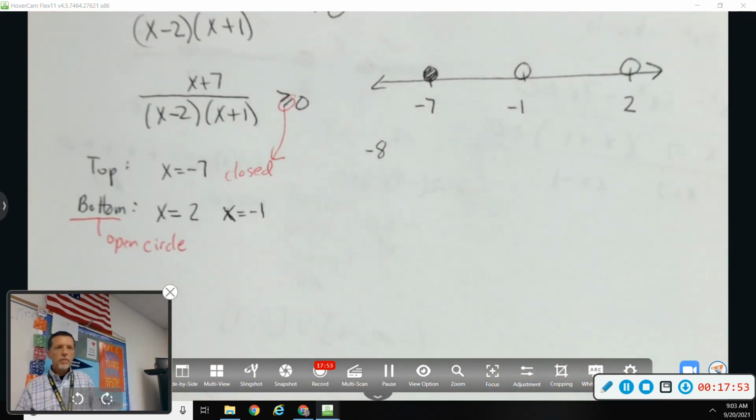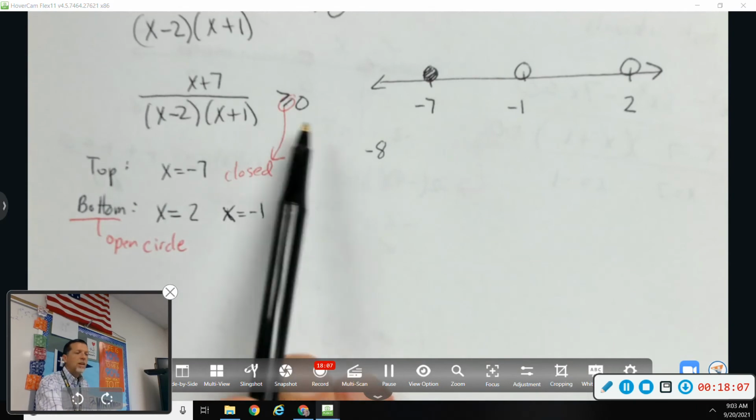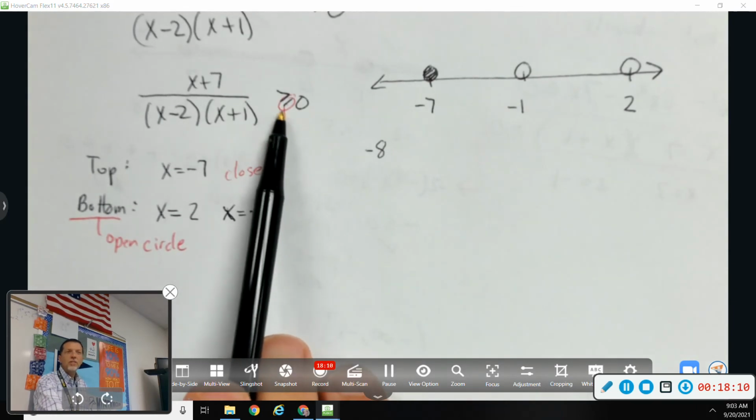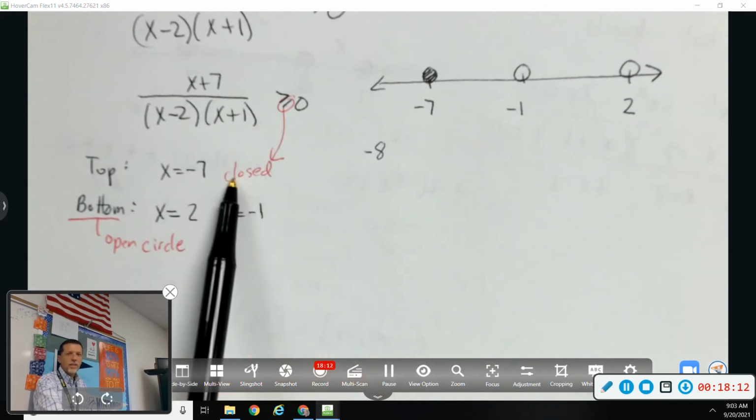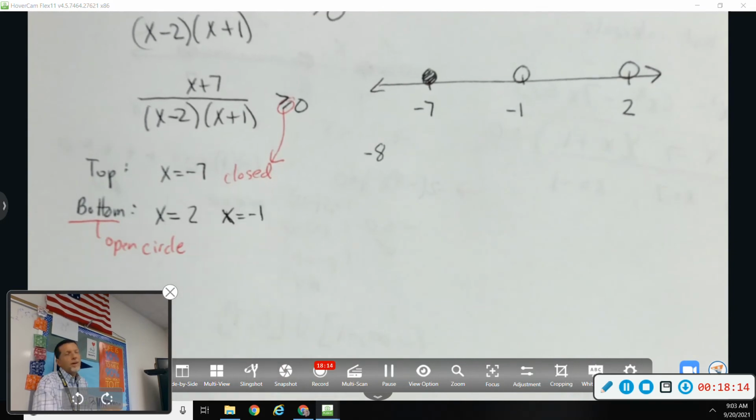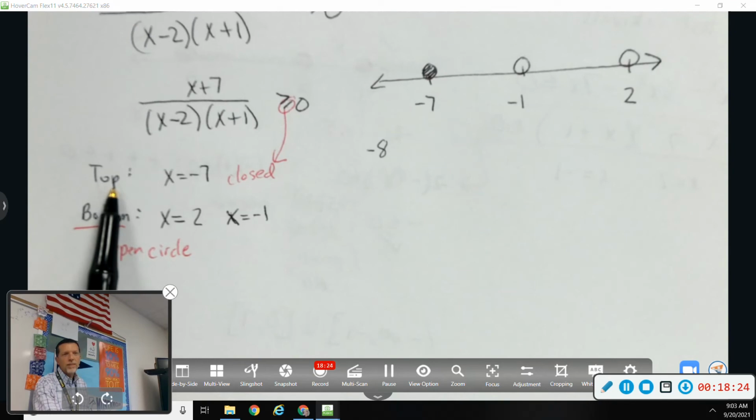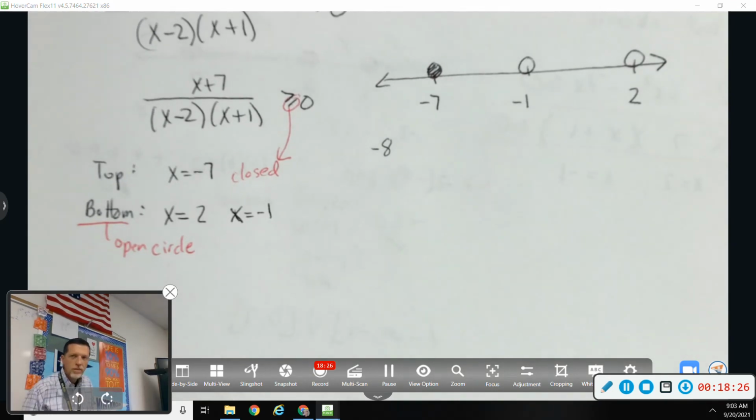Is there a way for the top to be open? That's a good question. If it was just less than or greater than, if there wasn't an equal to sign there, then the top would be open. The bottom's always open. So the top goes with the equal to or not. The bottom is just always open.